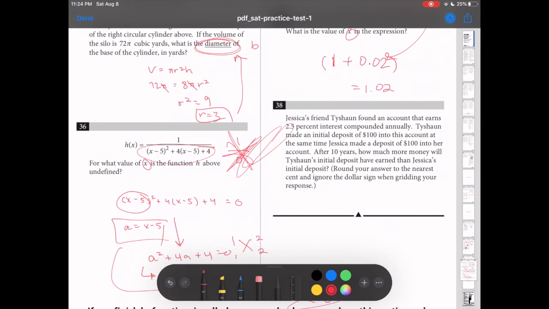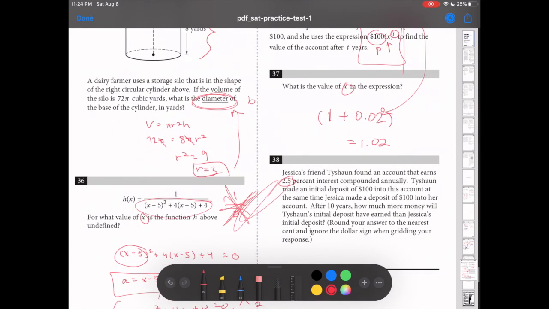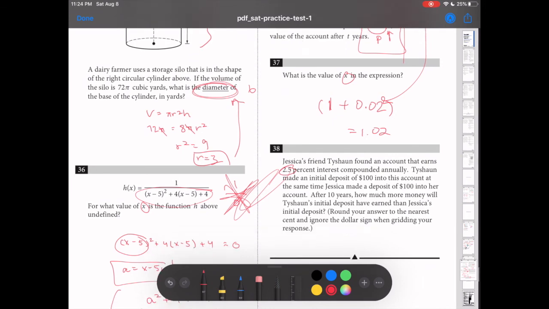38. And finally, more reading. Taishan here has a better rate than Jess. We want to find the difference between these two people over time. Simply put, we can just plug and chug and compare the two. So for Taishan, we have this formula that is given up here, but instead of the 2% rate, it's 2.5% rate.